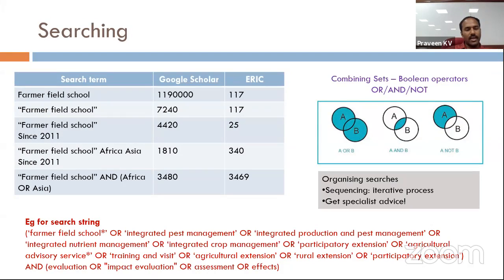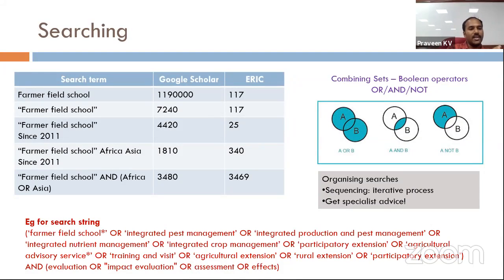In this case, ERIC has only 117, but the difference is that in Google Scholar, articles with the word farmer, the word field and the word school may all have appeared, but they may not necessarily be about farmer field school. If we want to capture that, put quotation marks so that only the papers related to farmer field school appear. It has reduced from a gigantic number to something more manageable, 7,000. Still it is unmanageable.